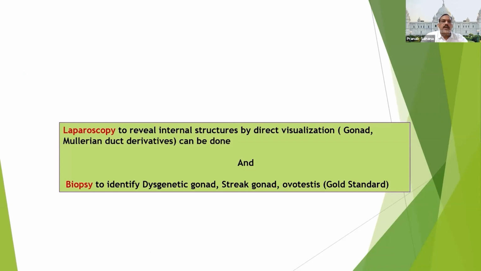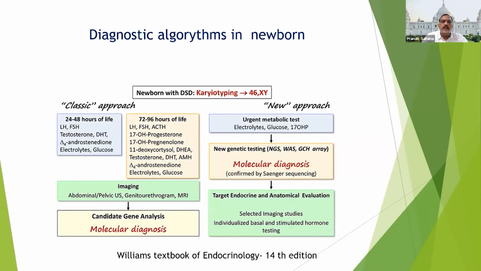Now this is the diagnostic algorithm in the newborn. You can see after karyotyping, the old approach was hormonal evaluation, then imaging, then the molecular diagnosis. Currently they are suggesting after karyotyping, you divide it into 46 XY, 46 XX, or sex chromosomal DSD, then go for urgent metabolic tests like electrolytes, glucose, and 17-hydroxyprogesterone, and then go for genetic testing, that is molecular diagnosis by whole genome or targeted panel sequencing, and then targeted endocrine and anatomic evaluation.